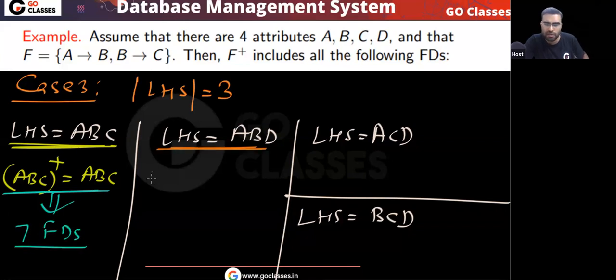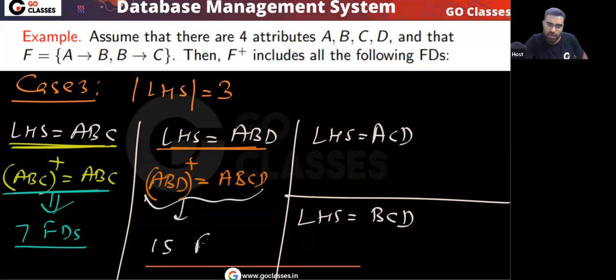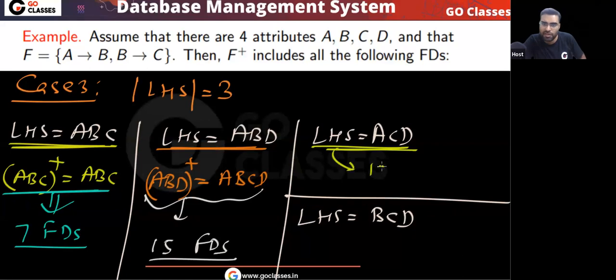How many did I get here? Remember ABD closure. ABD closure is ABCD. How many did I get here? I got 15 FDs here. Yes or no? Okay, what else? Please tell me. Here what will I get? Again, I will get 15 FDs. Okay, what else? Here I will get 7 FDs.